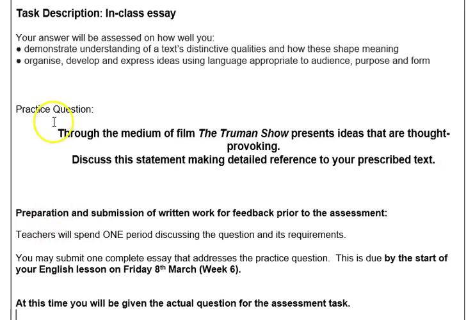The task description, here's our little rubric that tells us that we'll be assessed on how well you demonstrate your understanding of a text's distinctive qualities and how these shape meaning. So this here is the important part of that. And obviously the distinctive qualities, we're talking about the medium of film, and we talk about it as film, not as a movie. So that's really important. And within the film, the distinctive qualities obviously will relate to ideas, context, and construction.